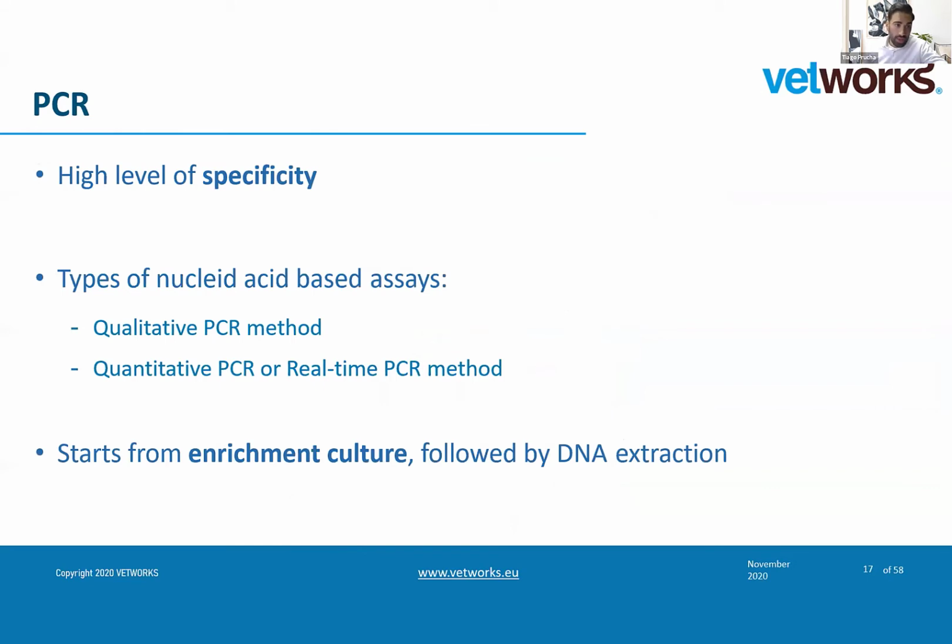You have also PCR, which has a high level of specificity. You have different types of PCR. The most basic one, or the most classical one, let's say, only gives you the idea or the result if you have a specific strain present or not. And then you can have a real-time PCR, which gives you the amount of a specific strain in your sample. So one is more qualitative and the other one is quantitative. It still has to be cultured before and all the other things that I explained before.